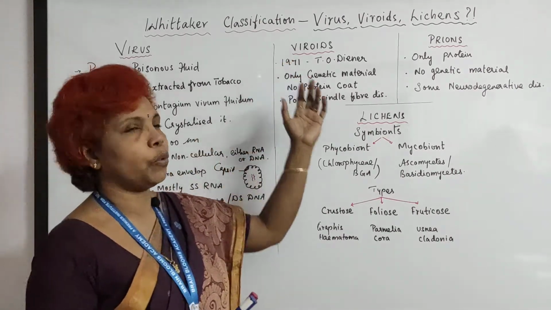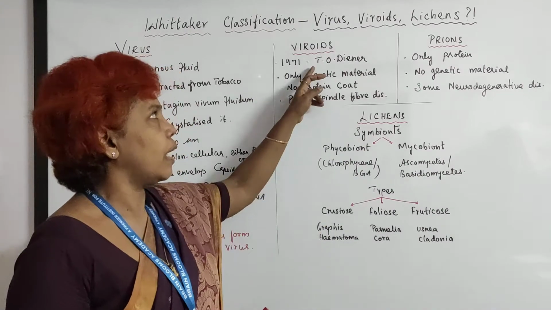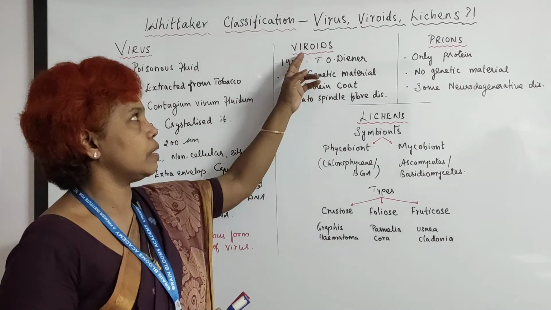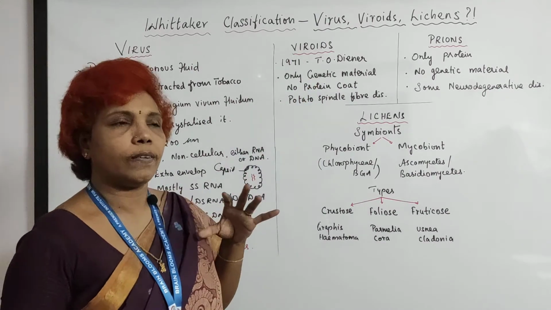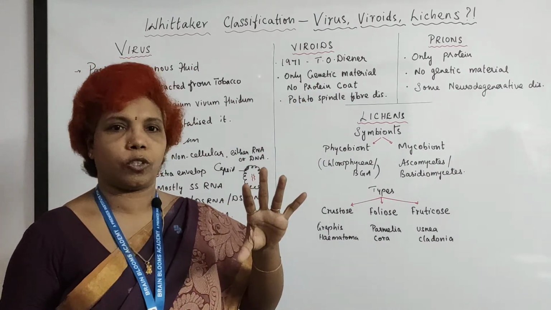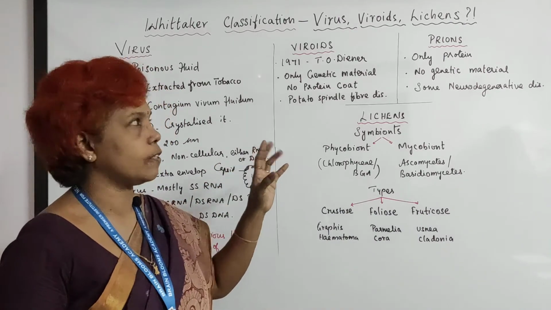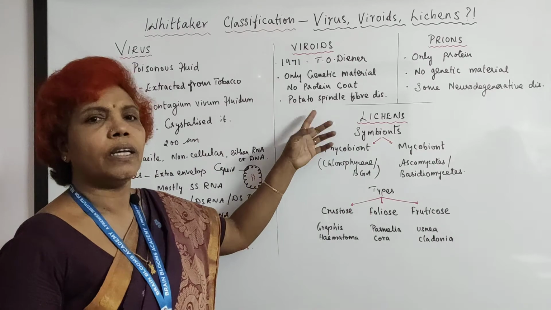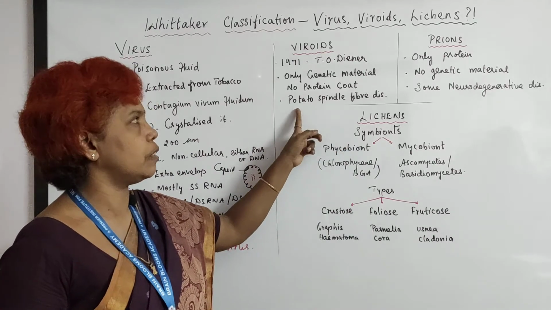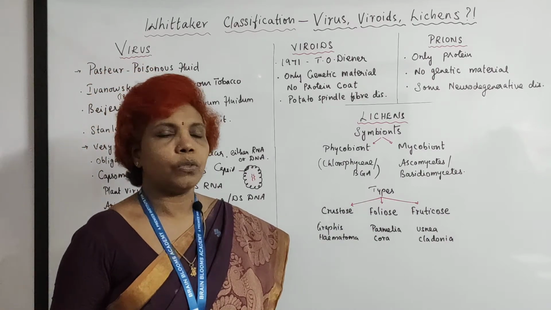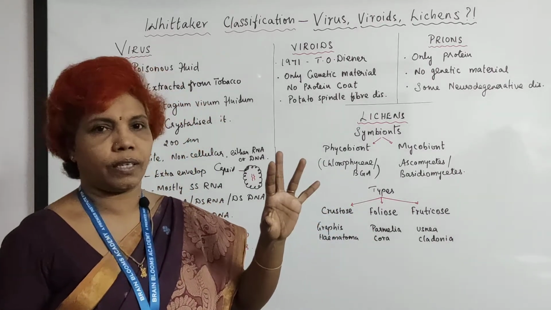And when you talk about viroids, another thing, Diener in 1971 found these viroids. Here they have only genetic material, that too RNA. There is no protein coat, nothing is there, only genetic material. It is just infecting, and especially this causes potato spindle tuber disease in potato plants. So there is no covering, only genetic material.